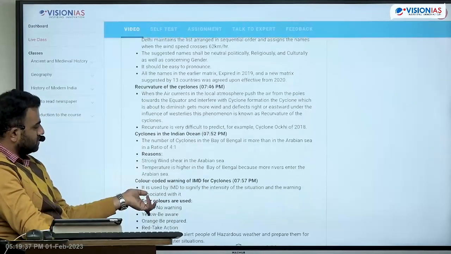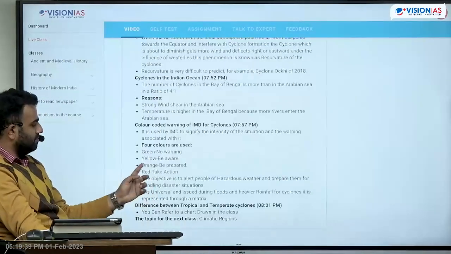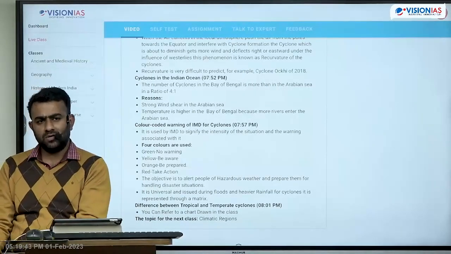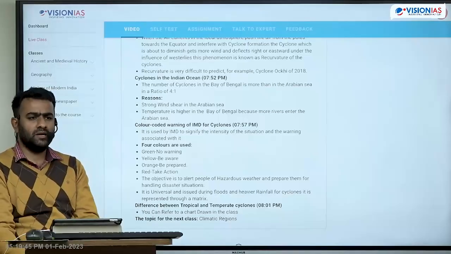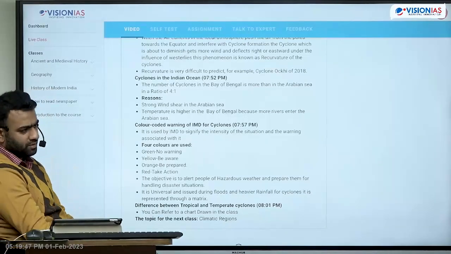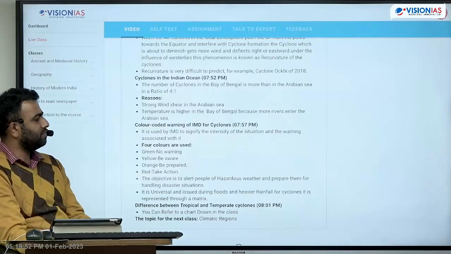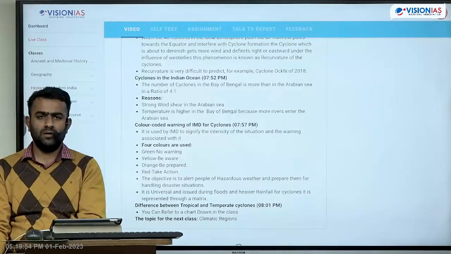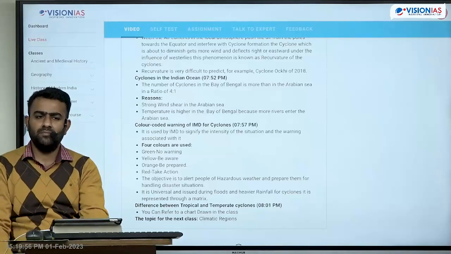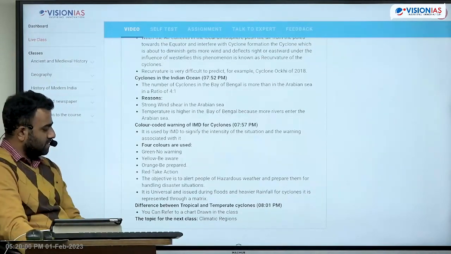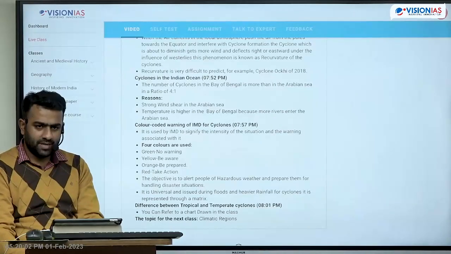We also discussed the color coded warning. Four different colors are used for giving warnings. This warning is not just for cyclones; for any rain related disaster they give the same warning. We also discussed why in the Indian Ocean, the Arabian Sea has a lesser number of cyclones than the Bay of Bengal. Other than that, we also discussed the differences between tropical and temperate cyclones.